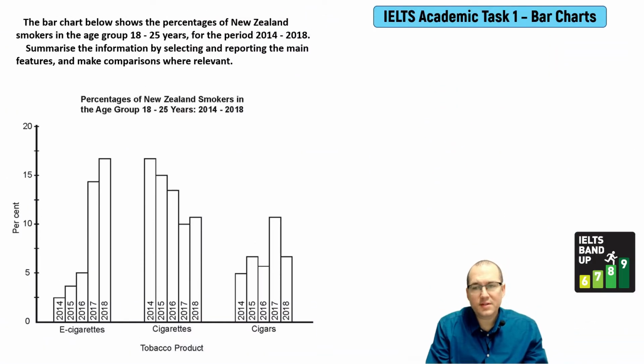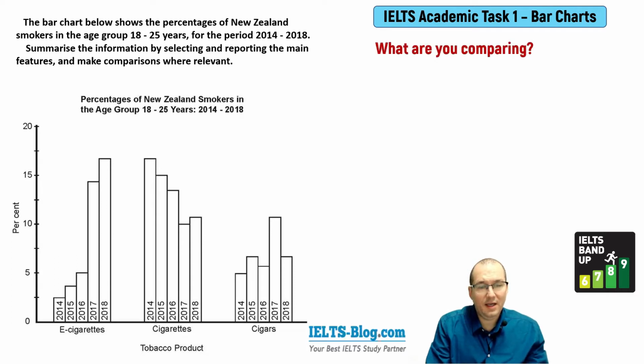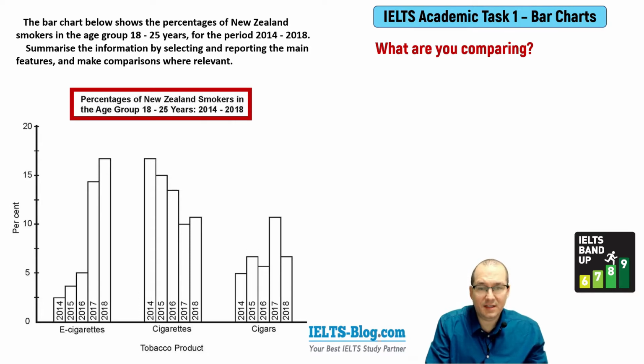Now, always the most important question you need to ask yourself before you start writing is, what are you comparing? And you can see from the prompt that it's percentages of New Zealand smokers in the age group 18 to 25. So that's what you're comparing, the percentage, and then from 2014 to 2018.